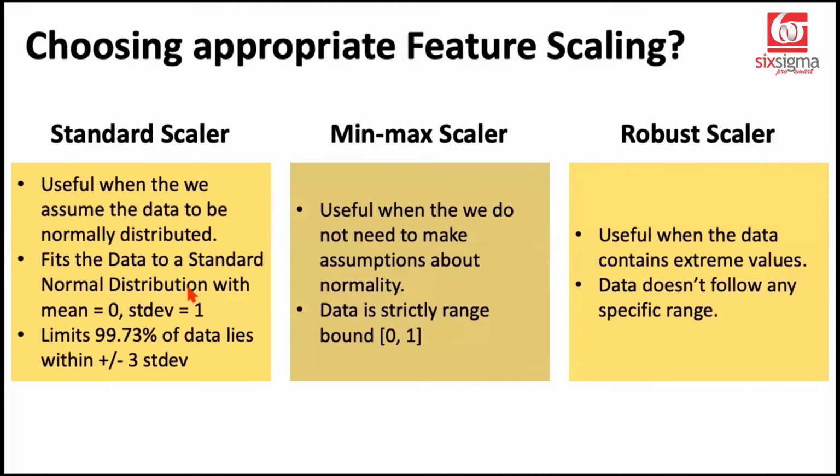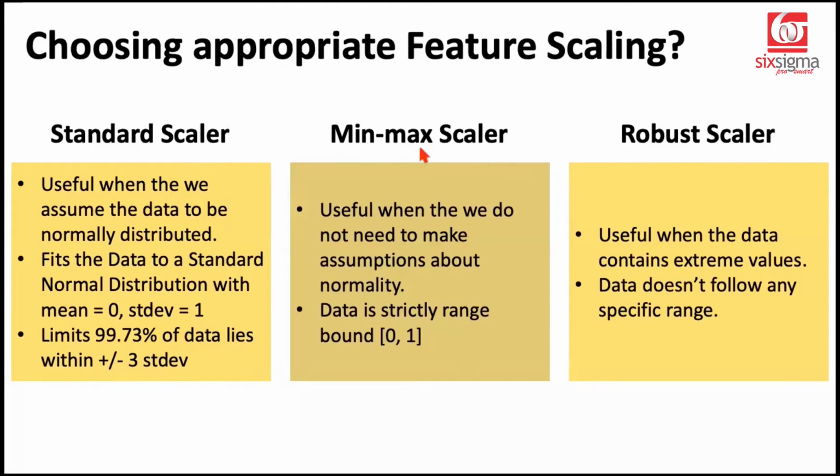Now, what is a standard normal distribution? A normal distribution which has a mean 0 and standard deviation 1. Now, going by the properties of a standard normal distribution, 99.73% of the data lies between plus minus 3 standard deviation. Now, the standard deviation here is 1. 99.73% of the values that you obtain after performing standard scaling would lie between plus or minus 3. Because the standard deviation is 1. So plus minus 3 standard deviations, 3 times the standard deviation is nothing but 3 into 1, which is 3.